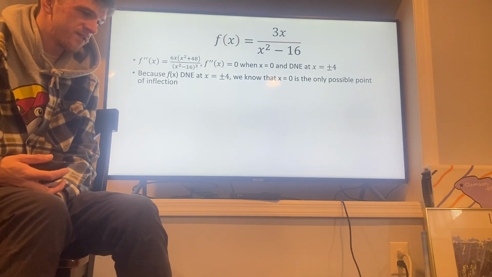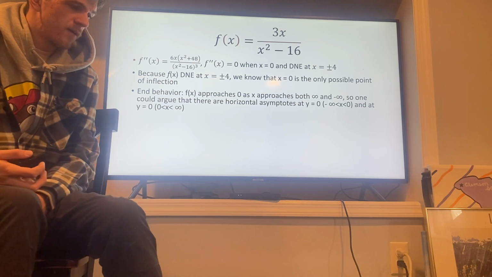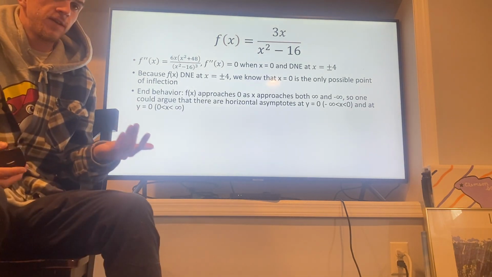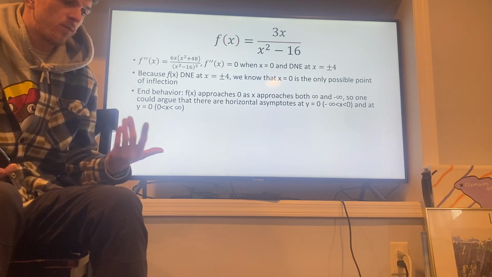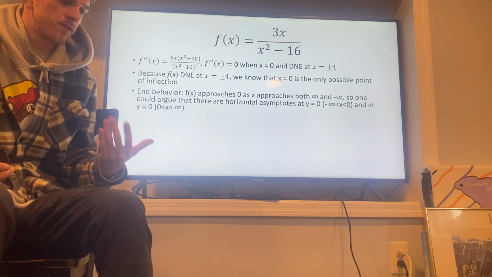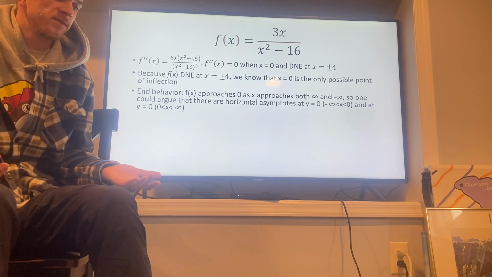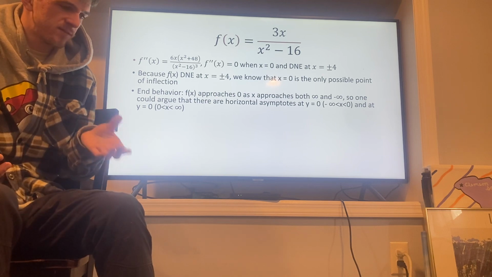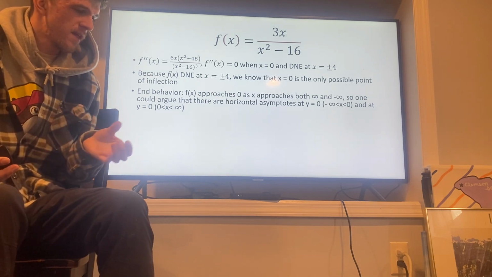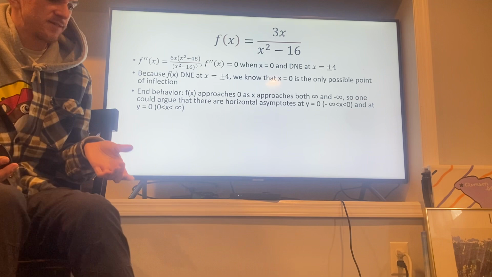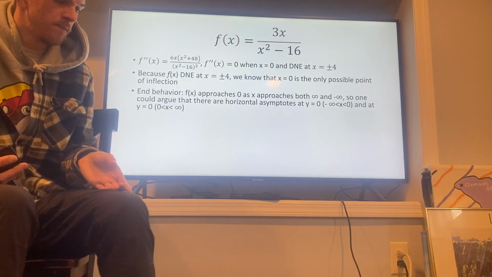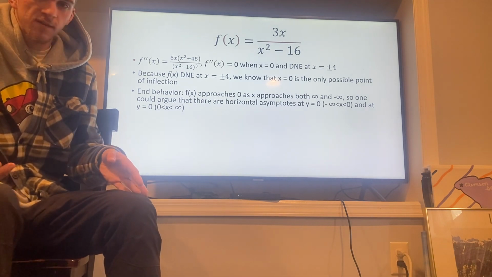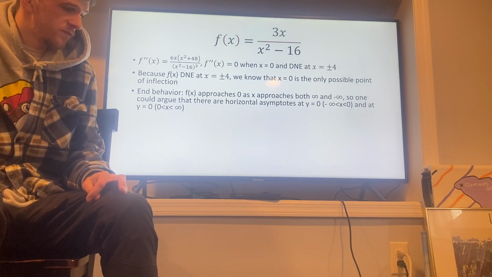So because f of x approaches 0 as x approaches both infinity and negative infinity, I would hear an argument that there could be a horizontal asymptote at y equals 0 in the interval where x is between negative infinity and 0, and also y equals 0 when x is between 0 and positive infinity. You can't say there's an asymptote at y equals 0 because f of 0 is equal to 0.